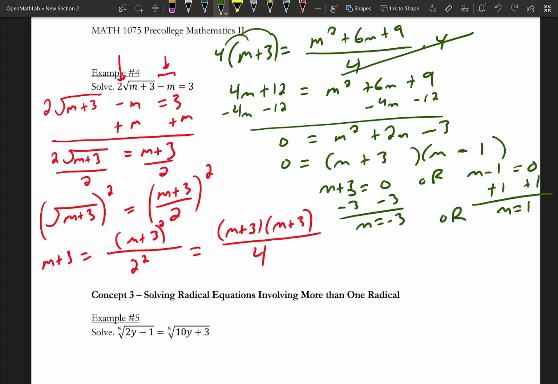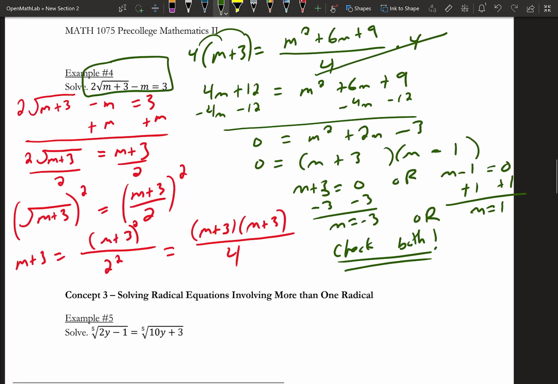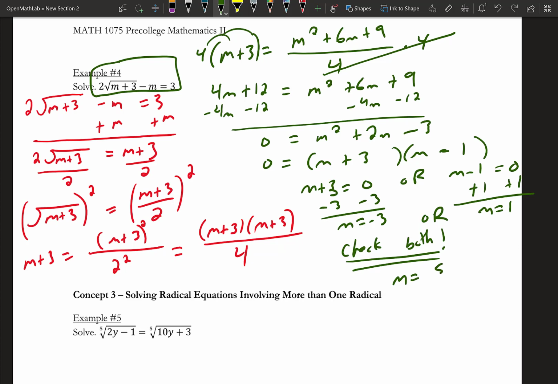Right? So then I would want to check both of these solutions. So you take negative 3 and plug it into the original equation here and see if you get an equivalent expression, right? And then also do the same thing with 1, and if they both work, then we're good, right? So I'll let you check those on your own, but they do both work. So in other words, the solution set would be m equals negative 3 and 1. Right, so that's the answer that we're after.